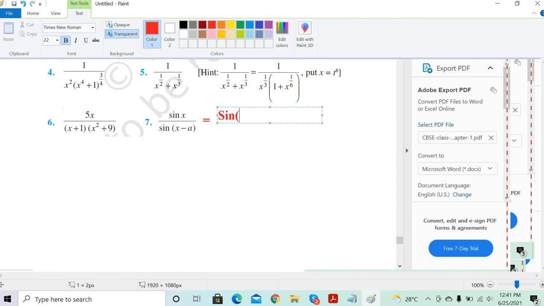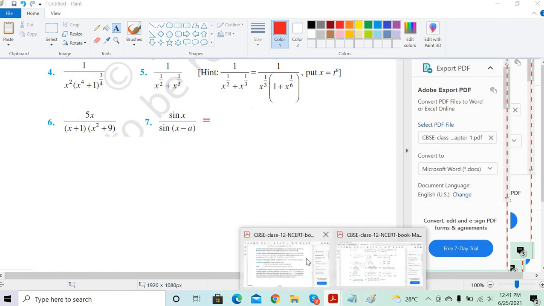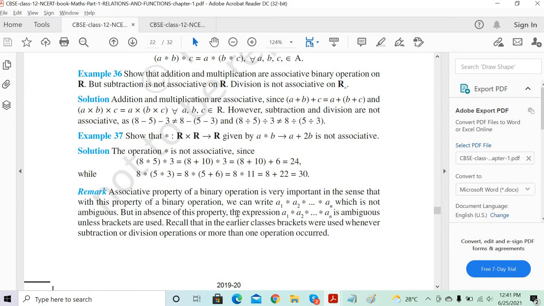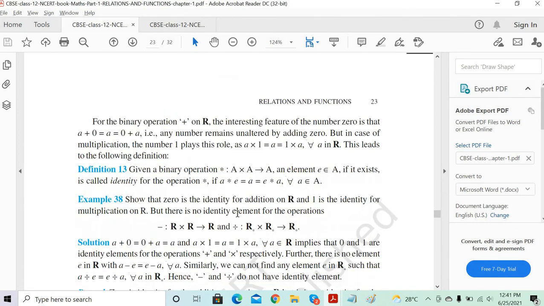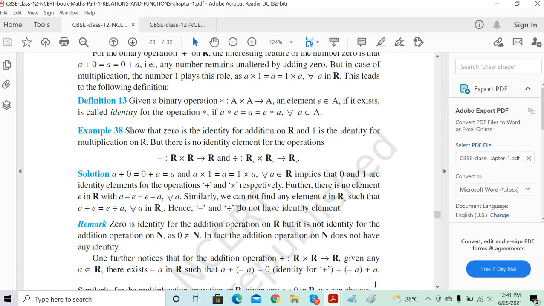For 4, 5, 6, the first value will be 26 and 38, so therefore it's not associative. Awesome. Excellent. Did you understand now? Clear? No doubt, right? Yeah, clear. Okay, go to definition 13 now. This is an important part. Why it's important we'll also try to understand, because you are getting the identity part.